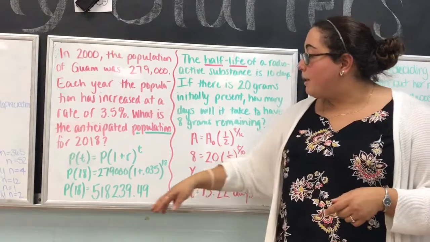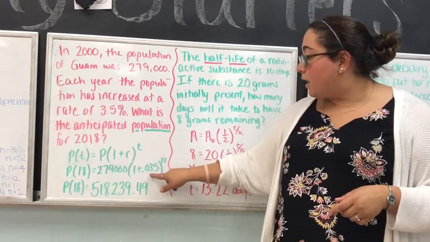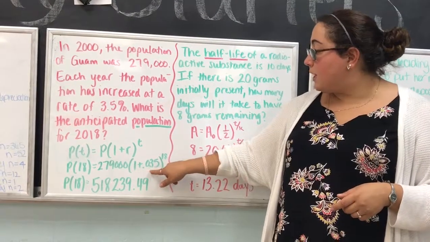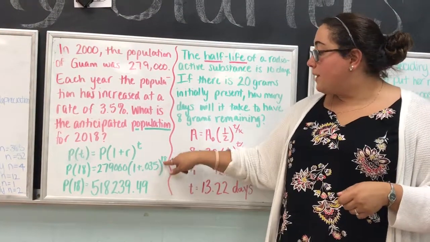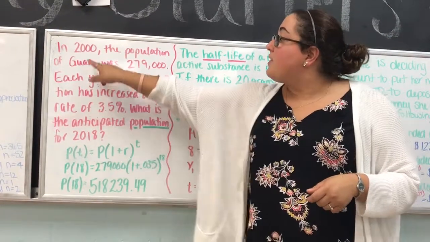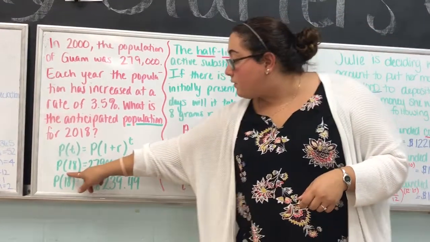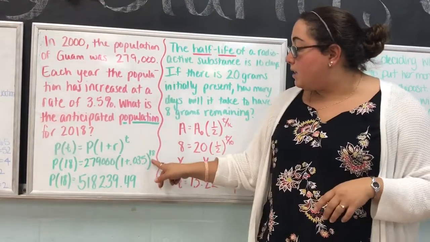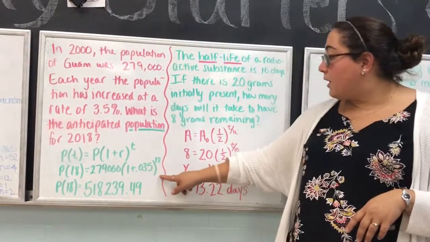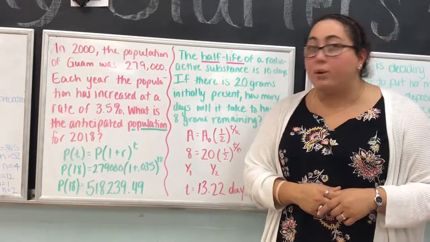So when I substitute in my numbers, P is my initial amount, 1 plus r, which is going to be changed to 0.035, raised to a t power, which it says in 2018. That is 18 years since 2000, so that's why our t value is 18. So if I put this into a calculator, I end up with 518,239.49 people.